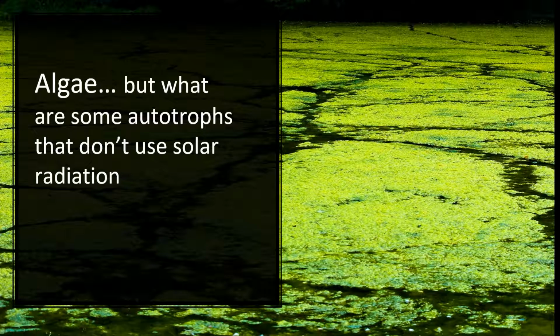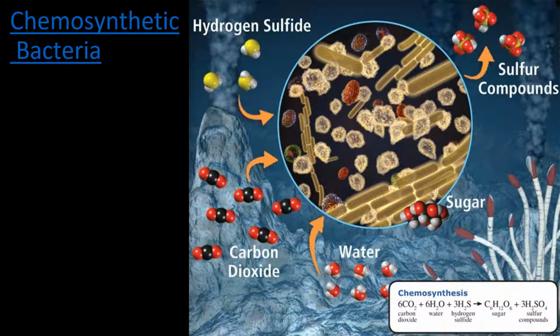Algae is really common. We talked about algae a lot. But there are even some other types of autotrophs that don't use solar radiation. They have another energy source. That energy source is going to be chemosynthesis. We talked about this before with the deep sea vents like you see right here.